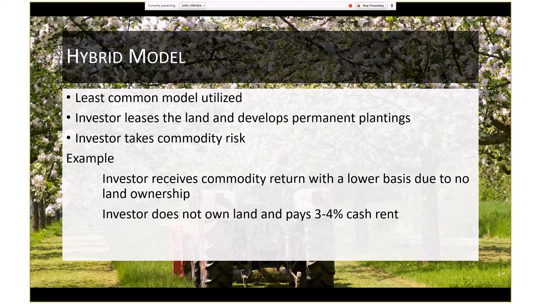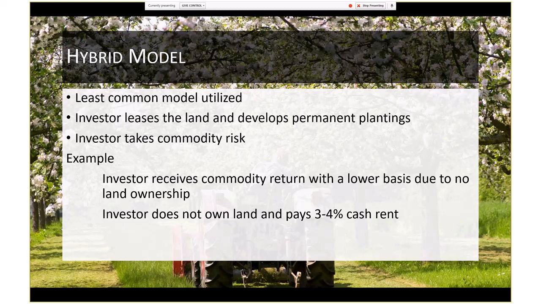Again, the investor leases the land and develops the property, and they're taking the commodity risk. So they get that commodity return with essentially a lower basis because they have no land in ownership. So their cash on cash return is higher from that perspective. However, they do have to pay the land rent. I've got 3 to 4% here. I'd say 3 to 5%.